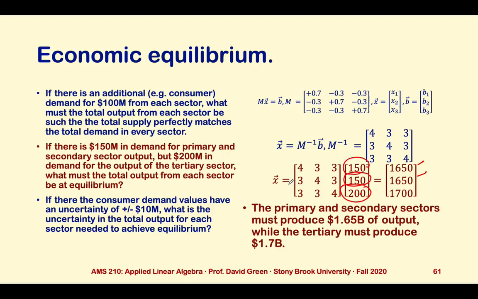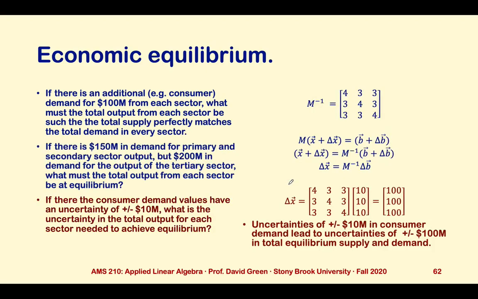We might then ask the question, what happens if there are uncertainties in this demand? How do uncertainties in demand input the uncertainty in what those final equilibrium values would be? We have already seen how we address uncertainties, how we propagate these into this kind of problem. We formulate the problem in this way: how does a change in the right-hand side, a delta B, lead to a change in the solution, a delta X? And we can find that by using the inverse. Turns out that delta X simply equals M inverse times delta B.